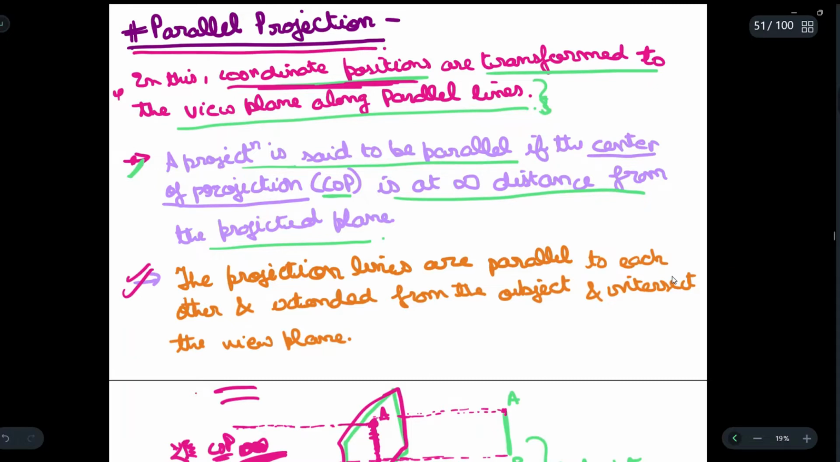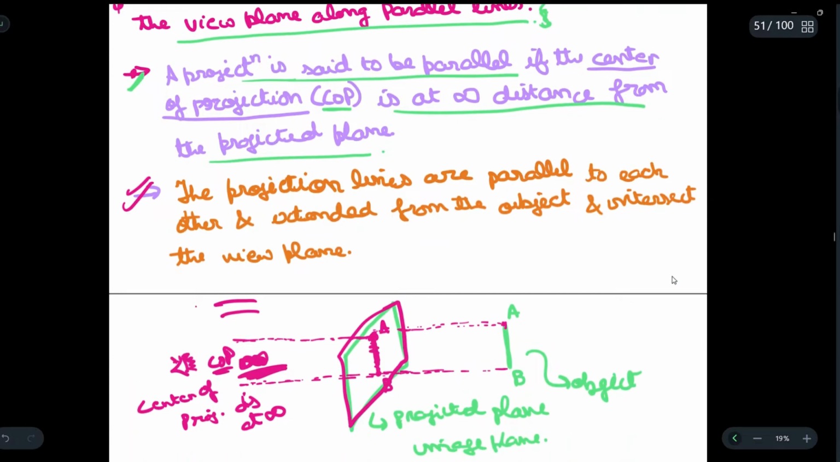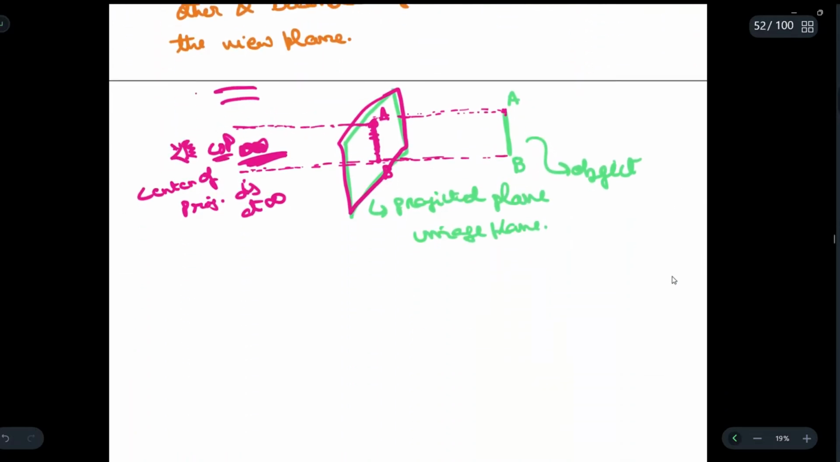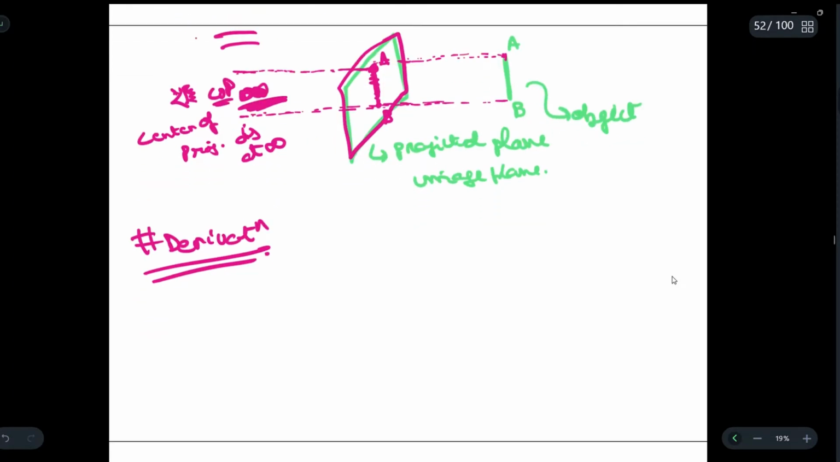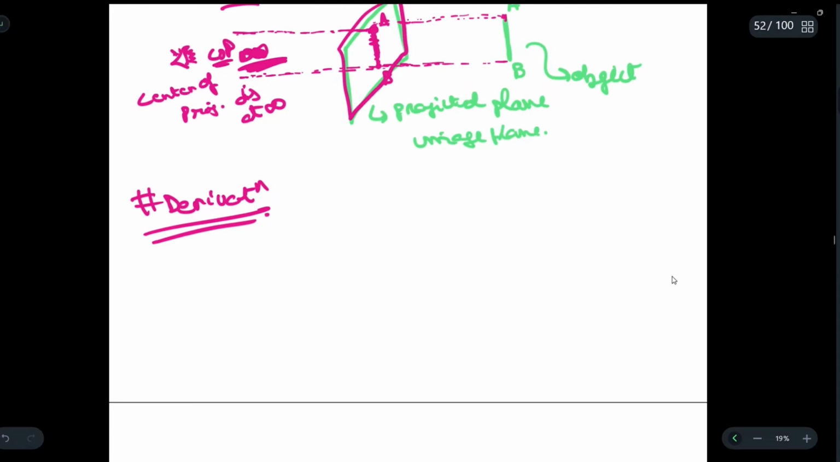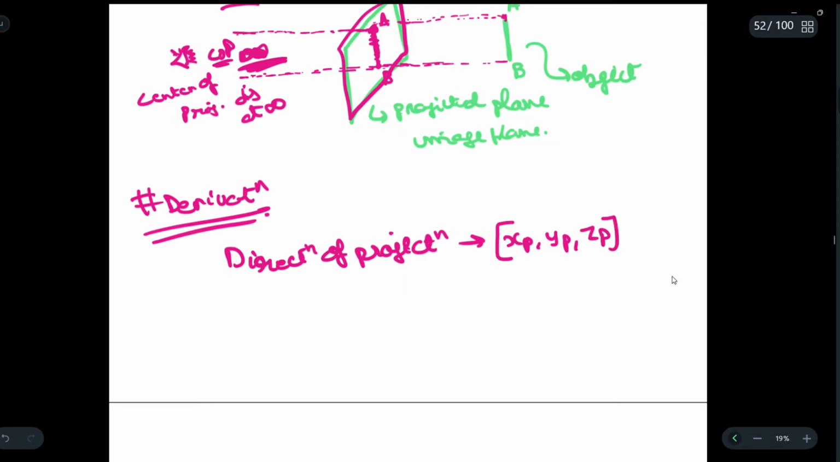Now we will see how we derive a formula for parallel projection. Let me write the derivation. Now guys, this is an important derivation, so please listen carefully. Let us suppose the direction of projection is given by xp, yp and zp. These are the direction of projection.